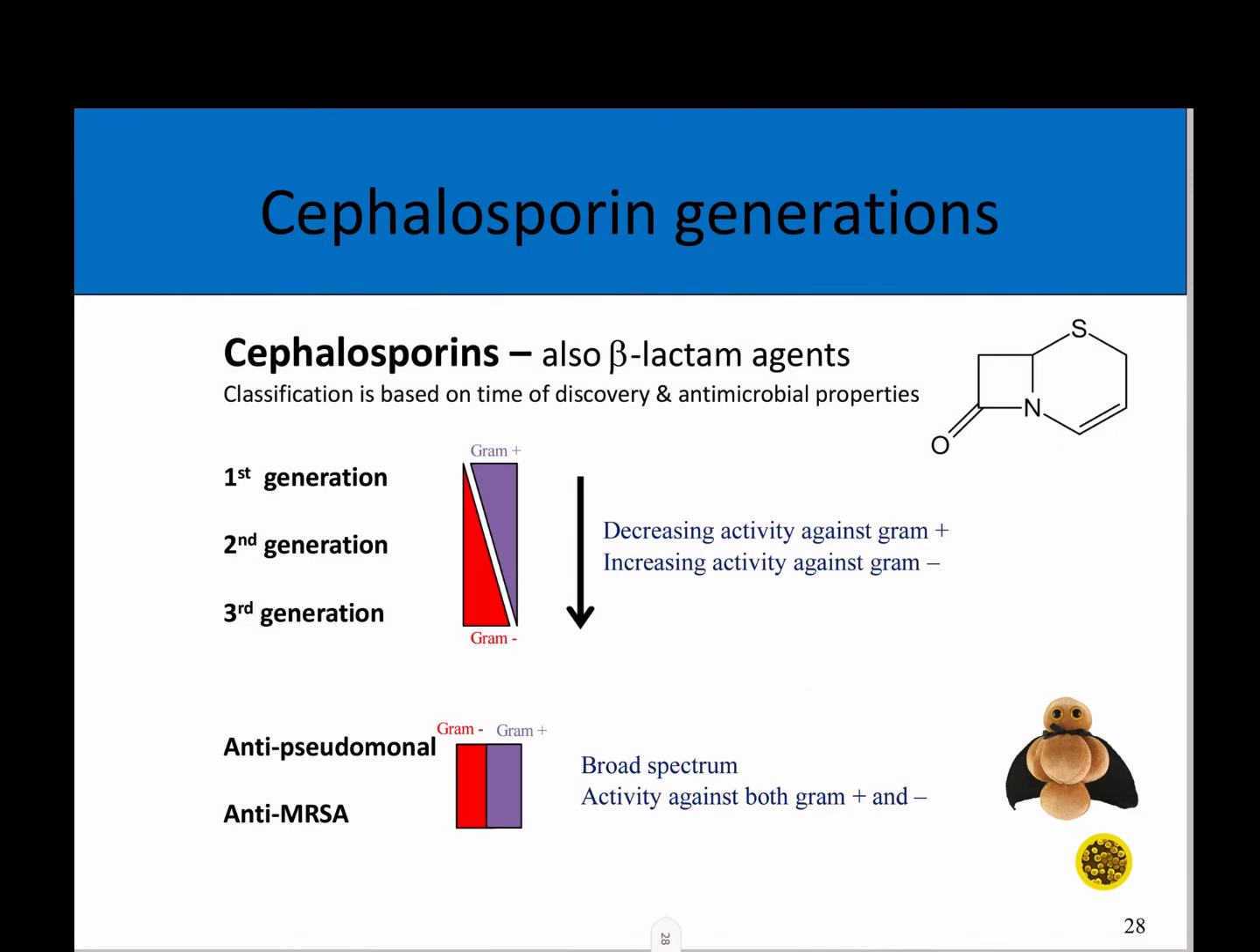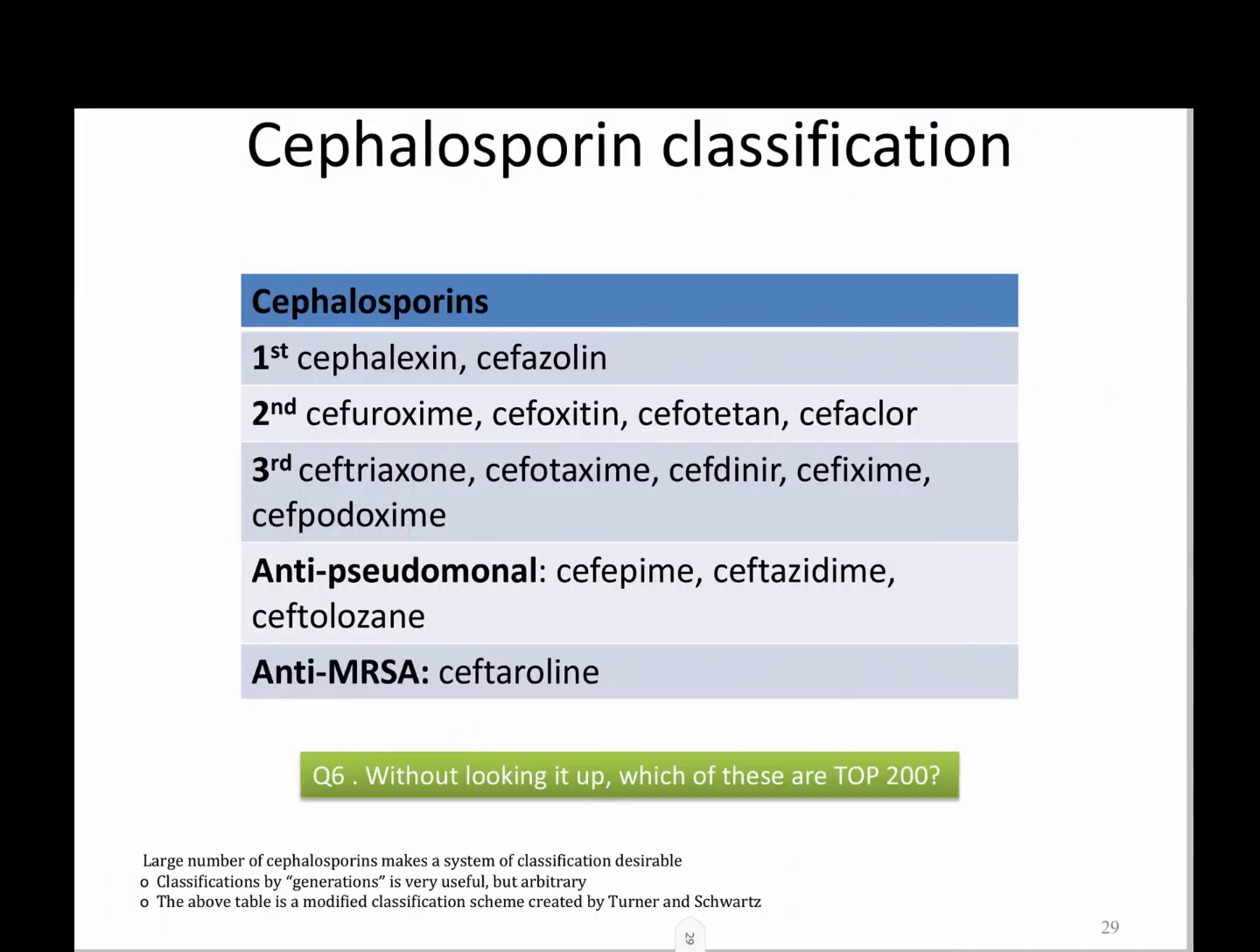So there are some different schemes of distinguishing the generations, but what we're going to look at here are the commonly occurring first, second, and third generation agents, and then more recently added anti-pseudomonal and anti-MRSA. As we talked about before, with the cephalosporins, they started out with a lot of gram-positive, and then we decreased their activity against gram-positive while increasing the gram-negative. Then at that point, our med chemists said we need something that's broad spectrum, and they created these anti-pseudomonal and anti-MRSA.